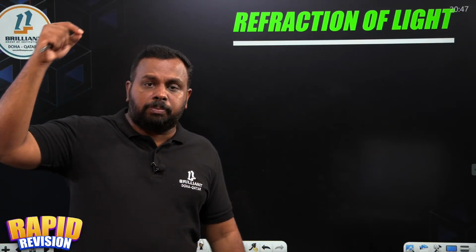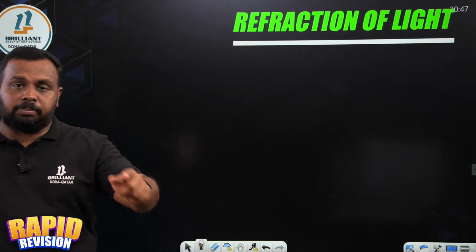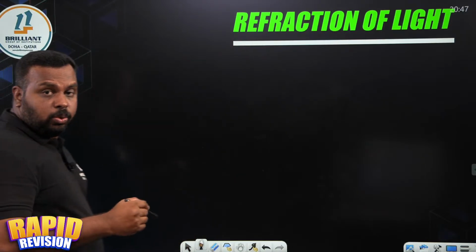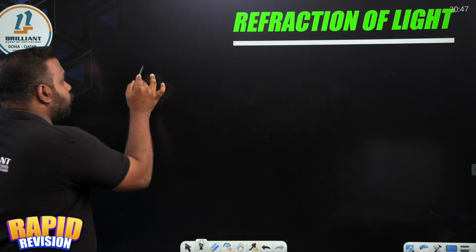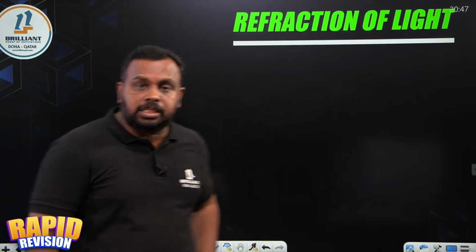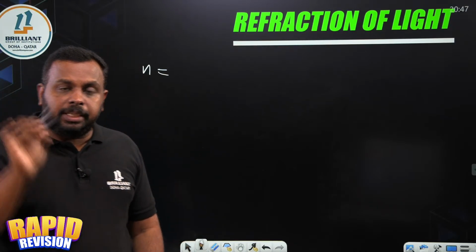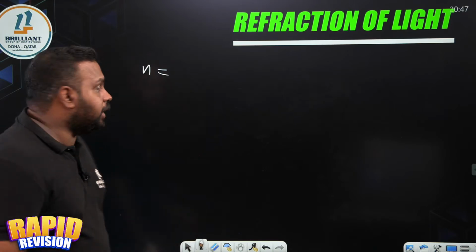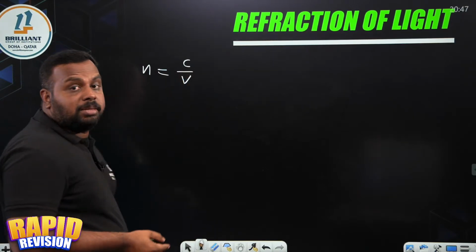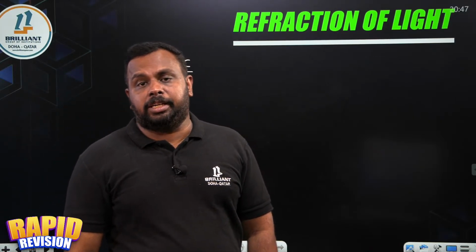If a light ray travels from rarer medium to denser medium, it bends towards the normal. If it is traveling from denser to rarer, it bends away from the normal. And in this you have to study the idea of refractive index. Very important concept. Refractive index, N is equal to, what is refractive index? It is the ratio of speed of light in vacuum to the speed of light in that medium. So N is equal to C by V. It is just a number that will give you the idea about speed of light in a medium.